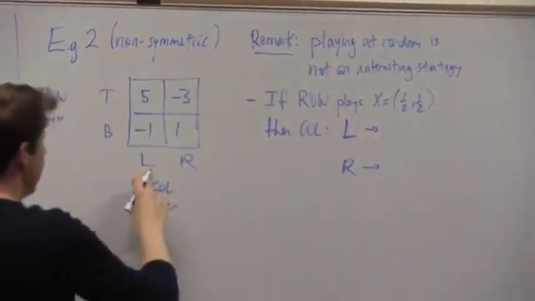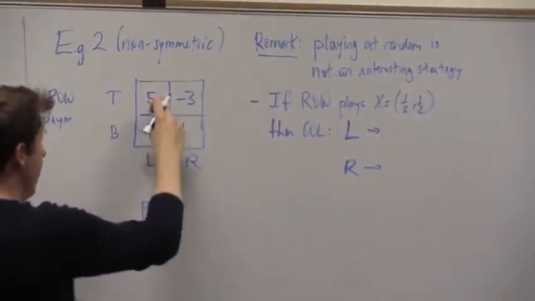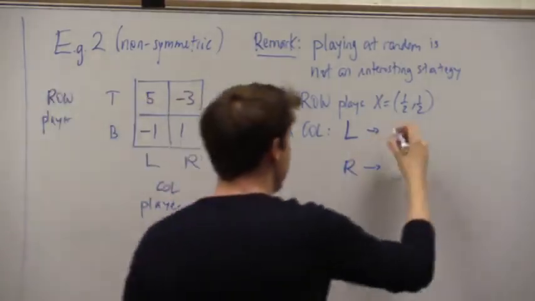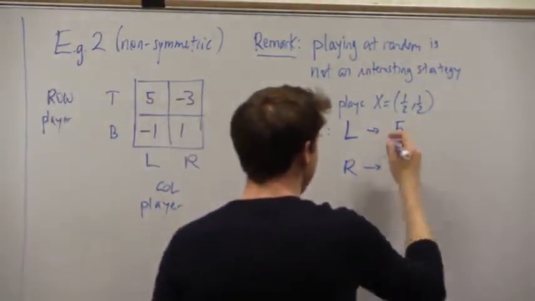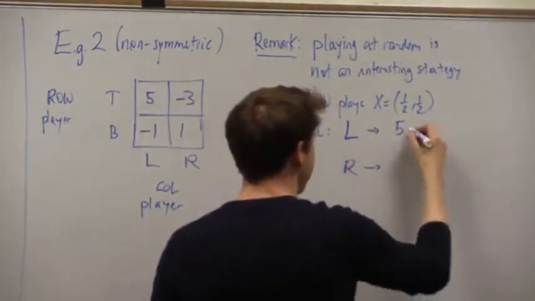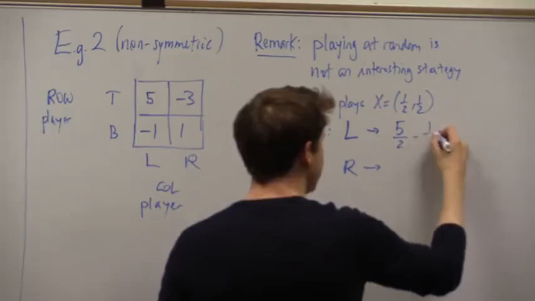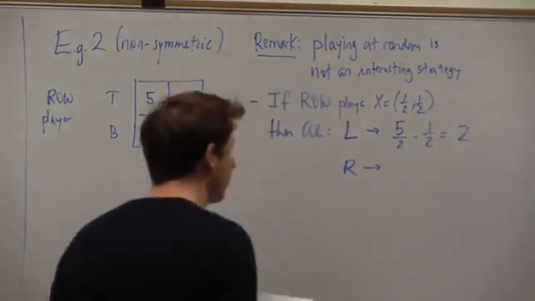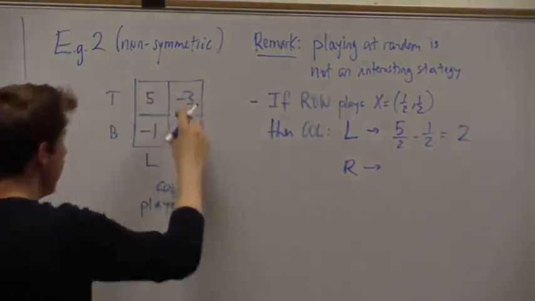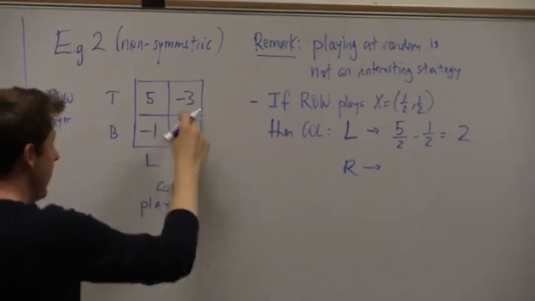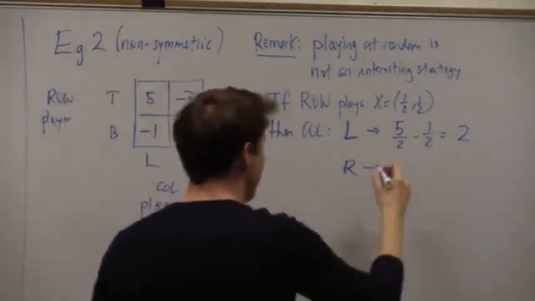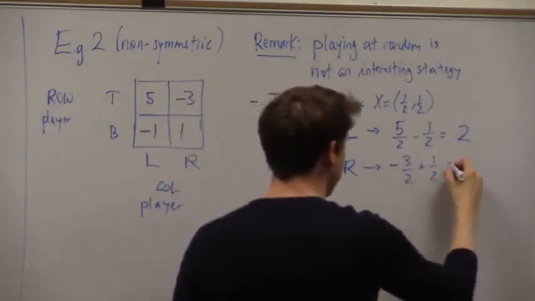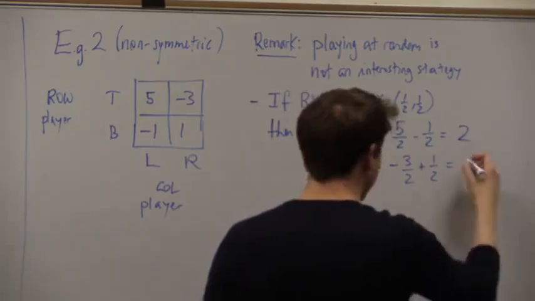Playing left means that half the time he will have payoff 5, and half the time he will have payoff -1. So the expected payoff by playing left against this strategy would be 5 over 2 minus 1 over 2. That would be 4 over 2, that is 2. If he plays right, half the time he will have payoff minus 3, and half the time he will have payoff 1. So that would be minus 3 over 2 plus 1 over 2, and that would be minus 1.